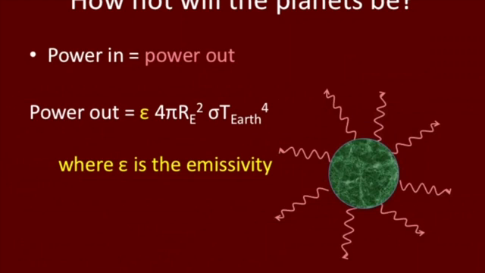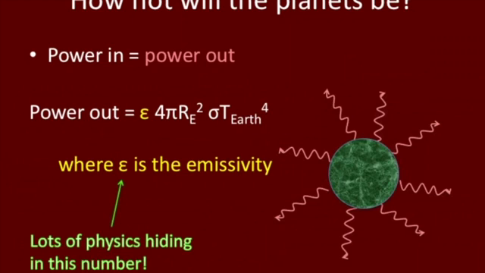Then we can look at the power out, and this is the simplest formulation of that. It depends on the total area of the Earth. There's some kind of representative temperature for the Earth as a whole, and then there's something called the emissivity, which tells us how efficiently the Earth radiates back into space. And the cool thing about this simple approach is all the hard stuff's in there. Lots of physics hiding in that. The composition of the atmosphere, the nature of the surface, all kinds of stuff is hiding in there.